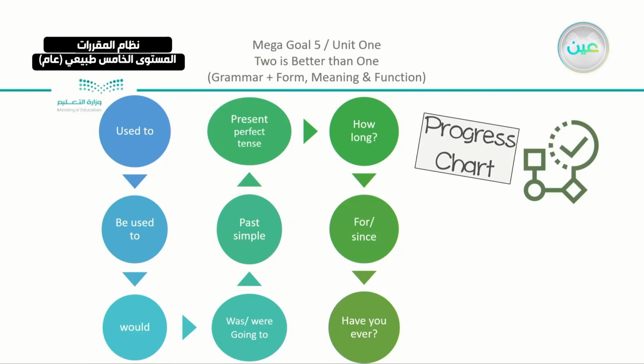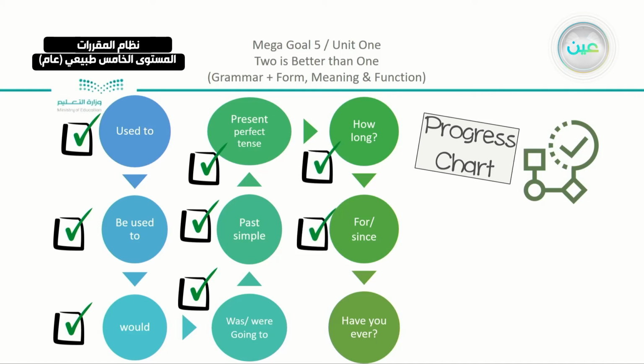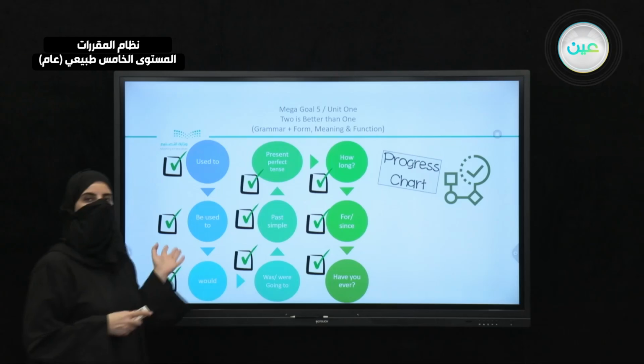So these are the parts that we took in Unit 2. We passed by used to, be used to also. We passed by would, also was and were going to. We have here also the past simple, the present perfect tense. We asked questions using how long, and also for and since. We know the difference between them, and we applied expressions and words that form with have you ever. So this is the part that we took in Unit 2.